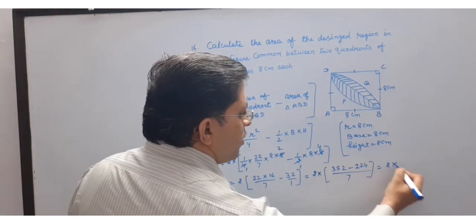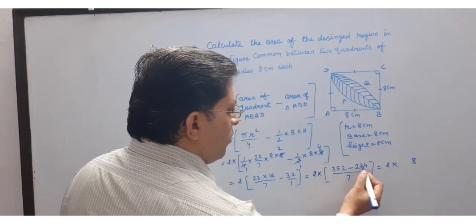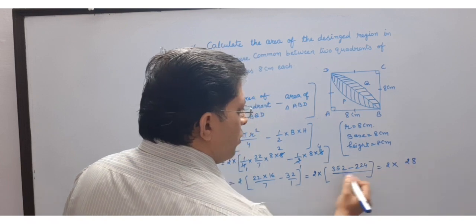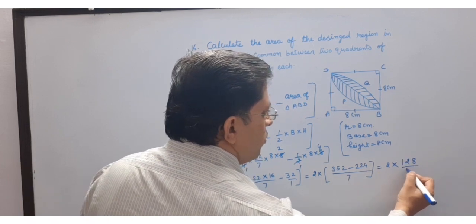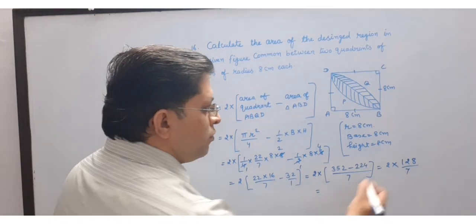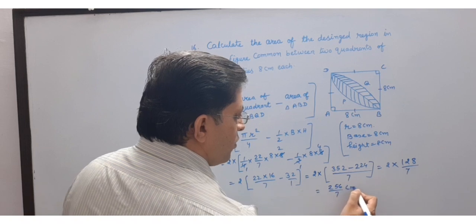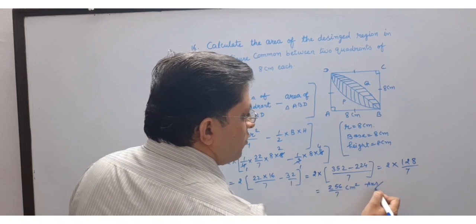Then subtract it. 12 minus 4, 8. 4 minus 2, 2. 3 minus 2, 1 upon 7. What will be the answer then? Last answer: this is 256 upon 7 centimeter square. This is the answer of it.